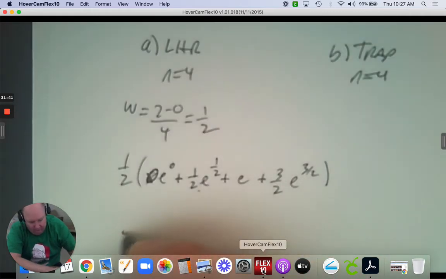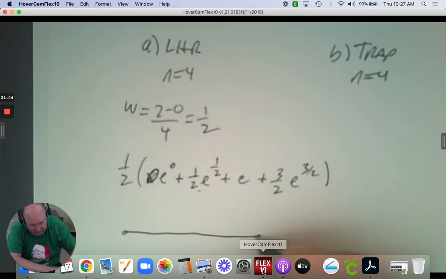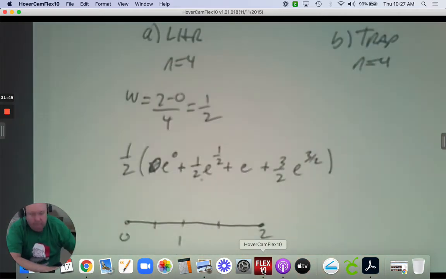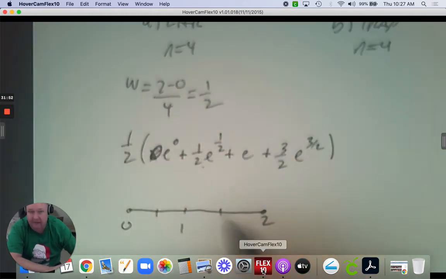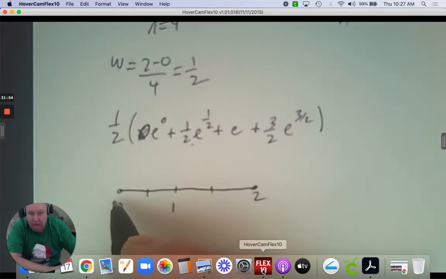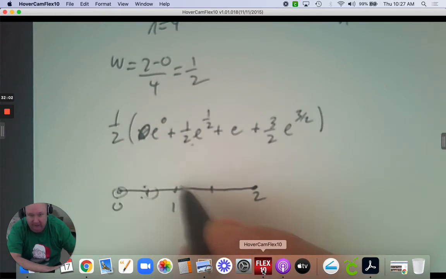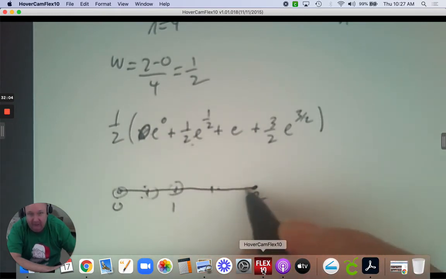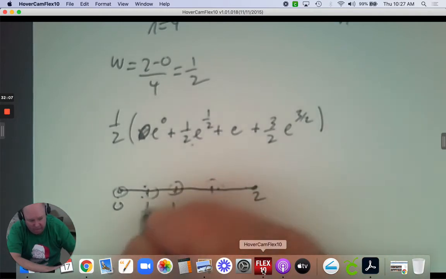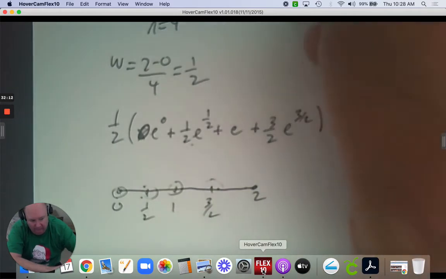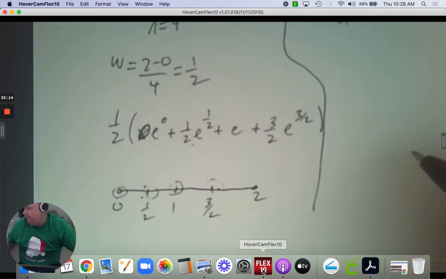And if you need to visualize it from 0 to 2, here are 4 rectangles. The first one goes from 0 to 1/2, so you're using 0. Then 1/2 to 1, you're using 1/2. From 1 to 1.5, you're using 1. From 1.5 to 2, you're using 1.5 or 3/2. Just to be able to visualize it. You do this too for the trapezoid. So right there was the Riemann sum.